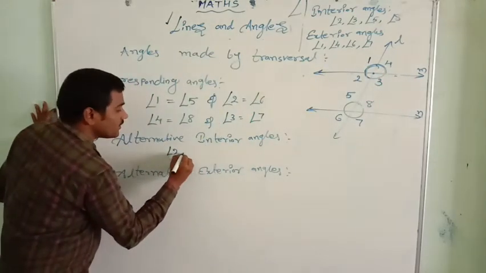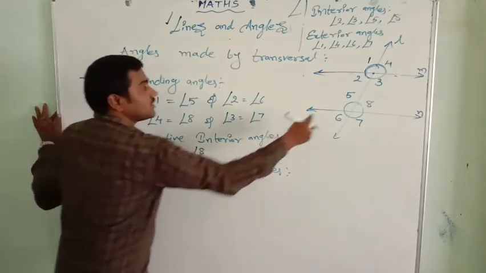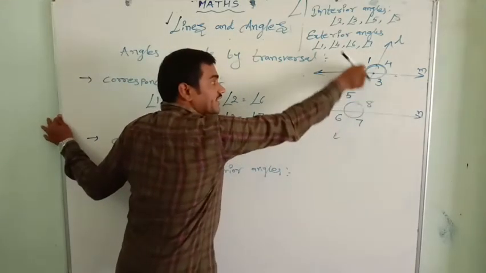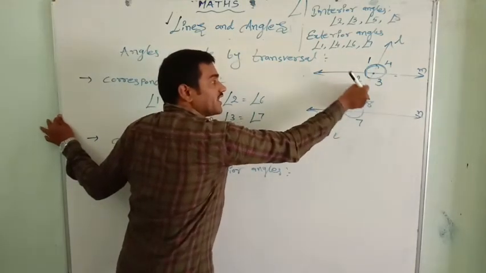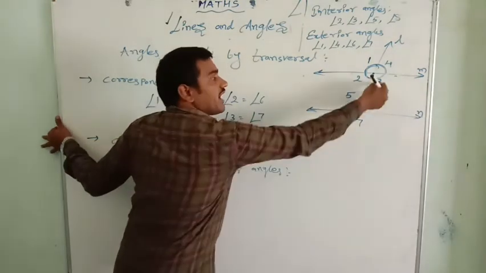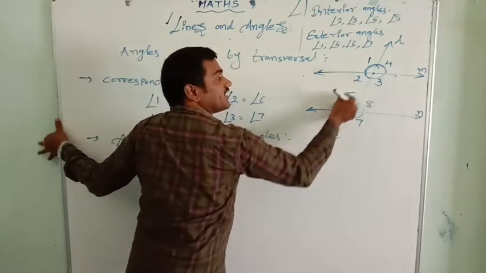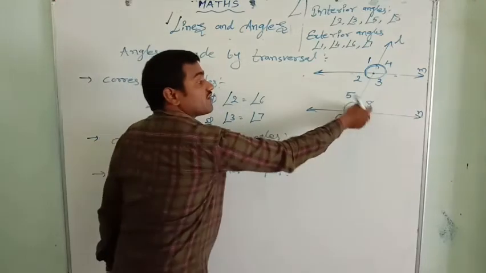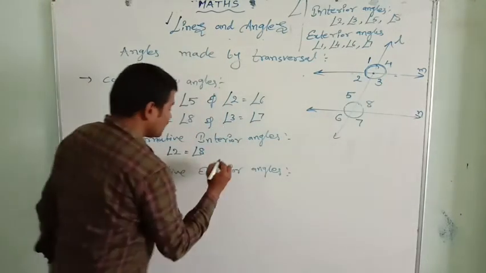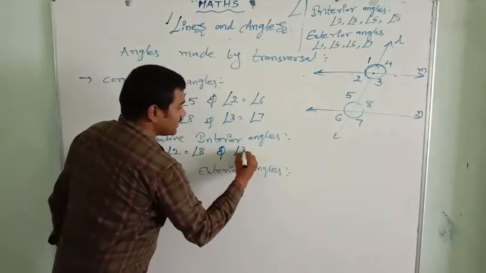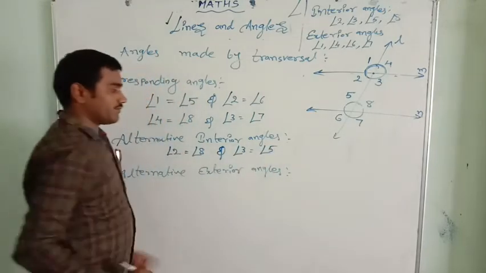Angle 2 is equal to angle 8. These two are alternative interior angles. Angle 2 and angle 8, alternative interior angles. Angle 3 and angle 5, alternative interior angles. Both the sides of the transversal we are taking, left side and right side. And angle 3 is equal to angle 5.